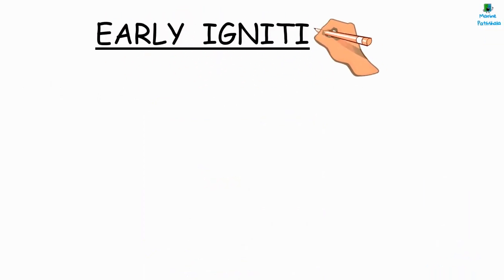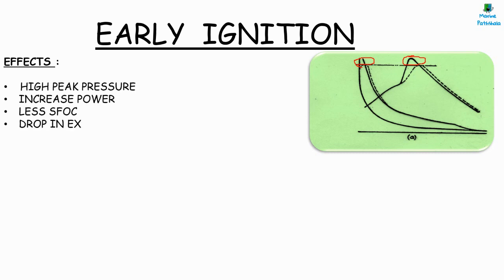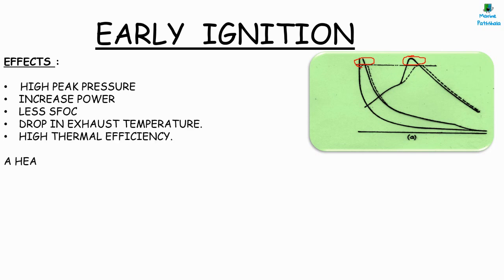Now we will discuss the irregularities in the diagram. Early ignition. Here in this diagram we can see that there are high peak pressures in the power card and the draw card. The effects of early ignition are high peak pressure, the power produced will be more, less specific fuel oil consumption, a drop in exhaust temperature, and high thermal efficiency.